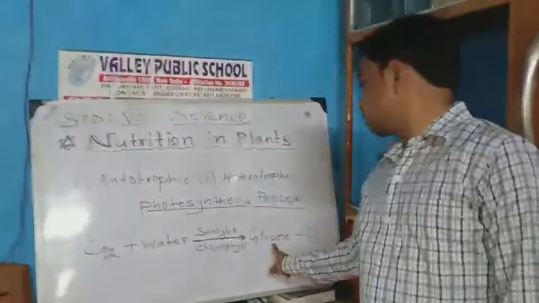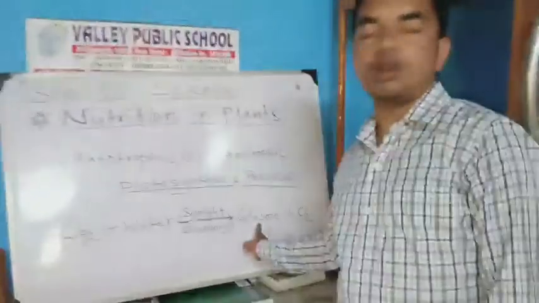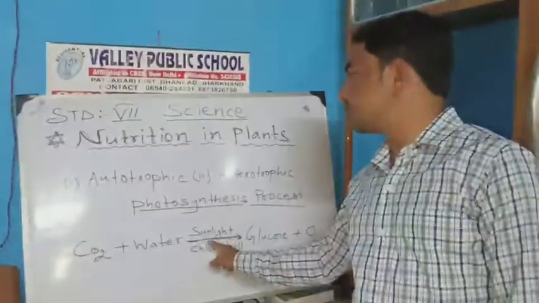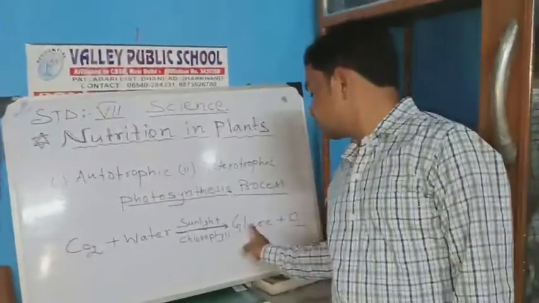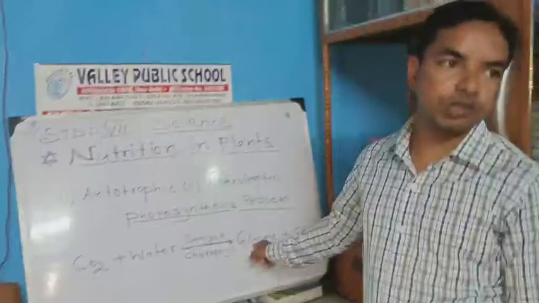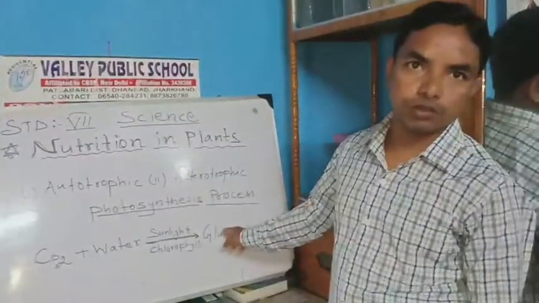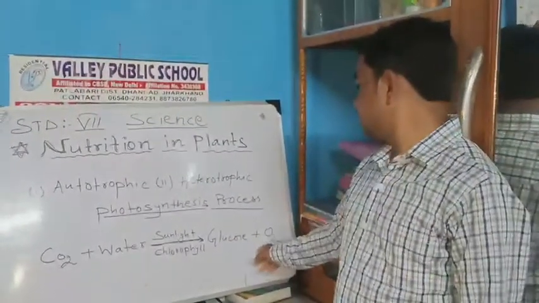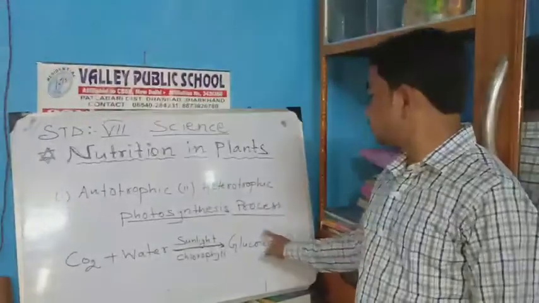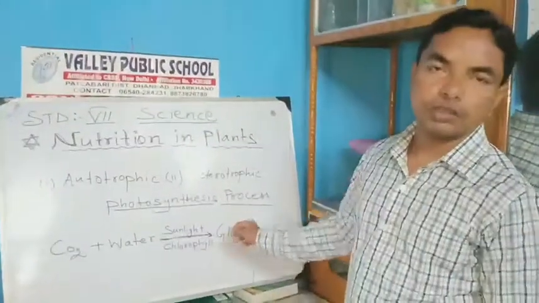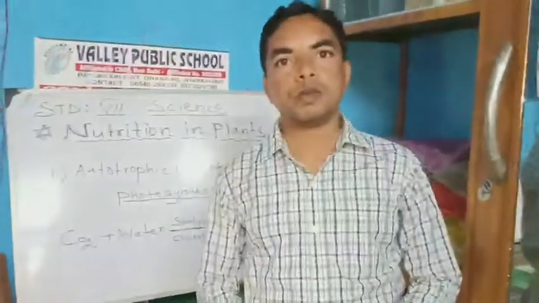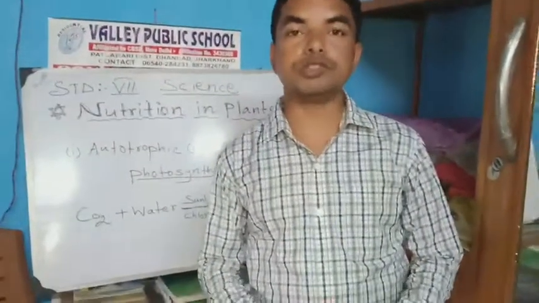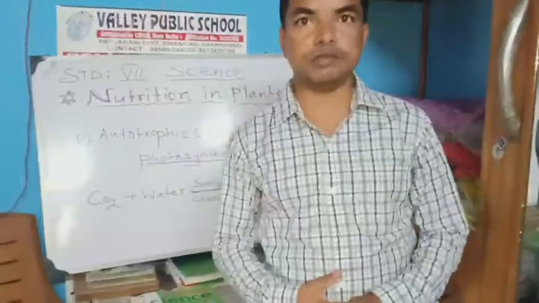This is glucose. Glucose is formed after this process. This glucose is transported to all parts of the plant, and excess glucose is converted into starch, which is stored in plants for a long time.